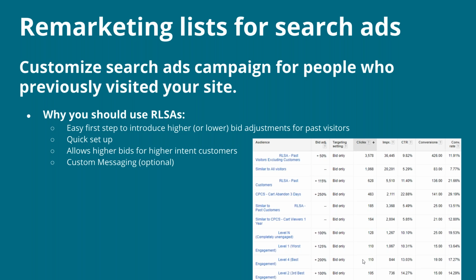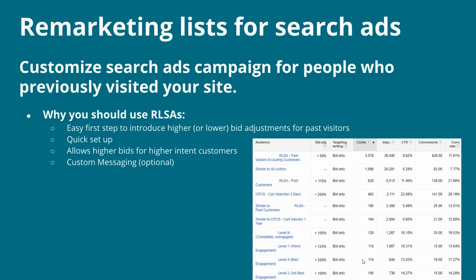And CTR is through the roof as well, 22%. So we want to make sure that people who are on that list and doing searches on Google Shopping or search are being hit with our ads more often. That's basically what RLSAs do. Again, why should you use RLSAs? It's an easy first step to introduce higher or even lower bid adjustments for some of your past visitors. It's a really quick setup. Literally, if you have audience lists created, and if you don't, definitely create them today after this webinar, just add them to some of your campaigns.